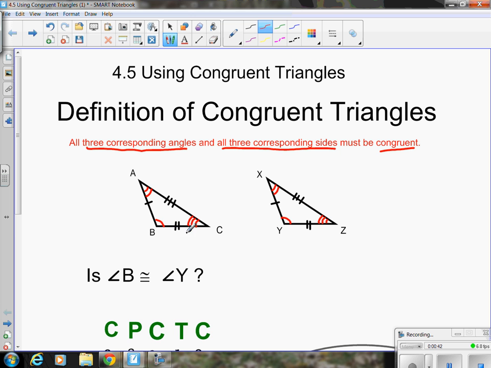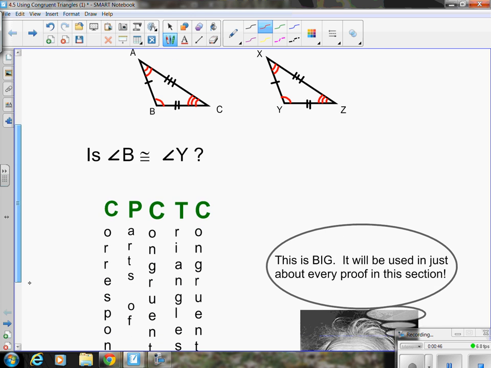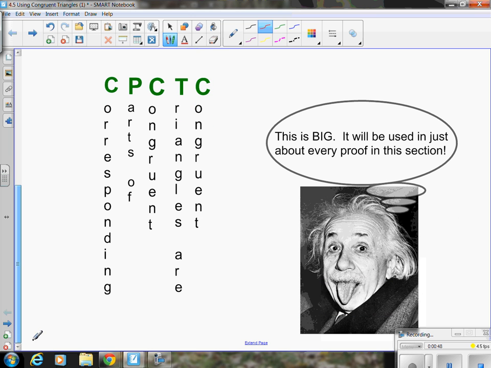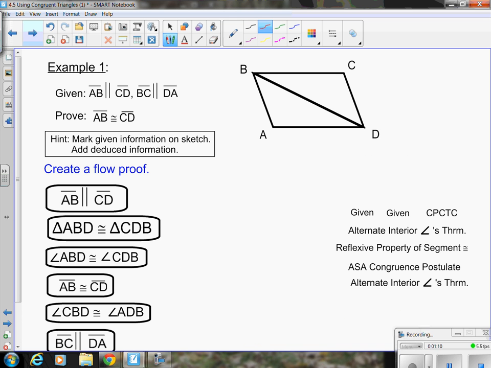So angle B is congruent to angle Y. Now, here is a really big idea. As you can see Einstein saying, it's called corresponding parts of congruent triangles are congruent. Okay, we abbreviate that for short as CPCTC. Okay, we're going to use that once we show that triangles are congruent to show other parts are congruent as well.